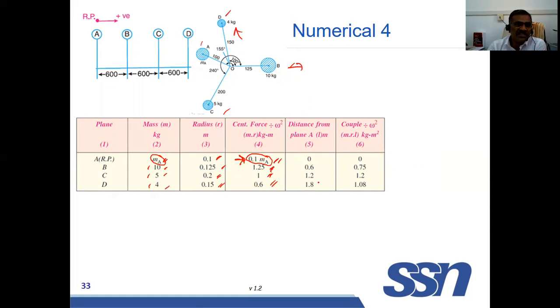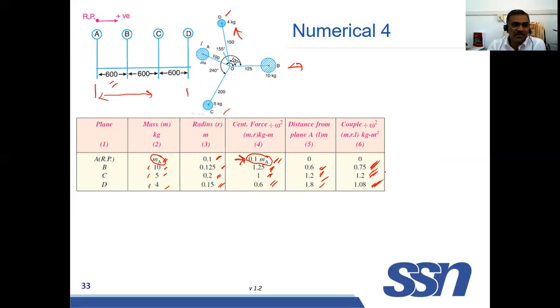So now we put the distances, taking A as the reference. What's the distance of B? B is equal to 600, that is 0.6. C is 600 plus 600, 1200, so 1.2. And this is 1800, so 1.8. Now you multiply. Here all 3 distances are known, all 3 couples are known. There is no unknown magnitude, but we don't know the directions of B, C, D.